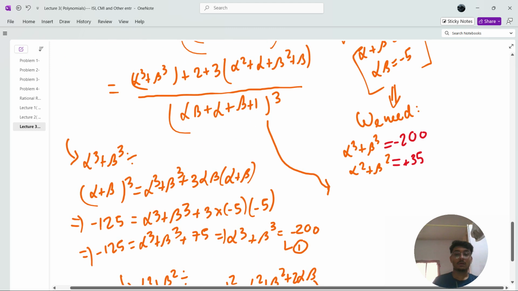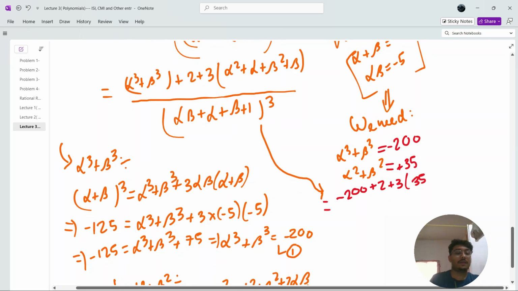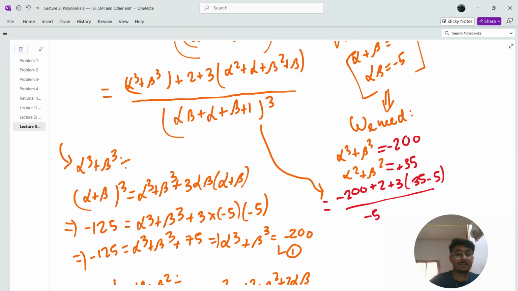Yeah. What do we need? So alpha cube plus beta cube. We will be just putting in the values. So minus 200 plus 2 plus 3 into alpha square plus beta square, how much is that? That is plus 35, plus alpha plus beta, that is your minus 5, minus 5 by alpha beta. This is minus 5, plus alpha plus beta, again minus 5, plus 1 whole cube.